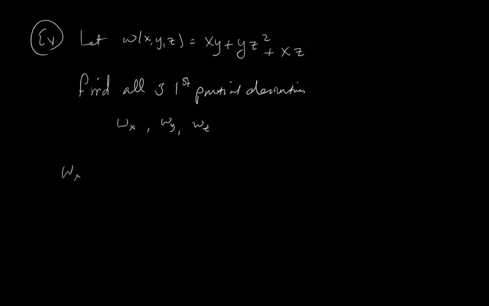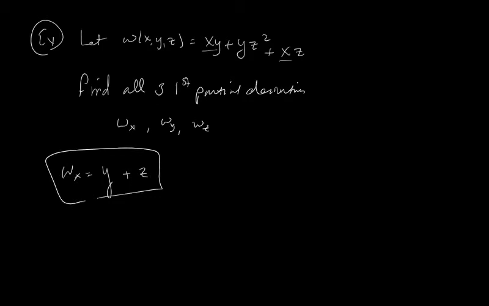So w_x, we are going to hold y and z constant. So if the term does not have x in it, that term goes to 0. That's the derivative of a constant term is 0. So I've got 2 terms containing an x, an xy and an xz. So the derivative of xy is y. The derivative of xz is z. So we have y plus z. There's the partial derivative with respect to x.